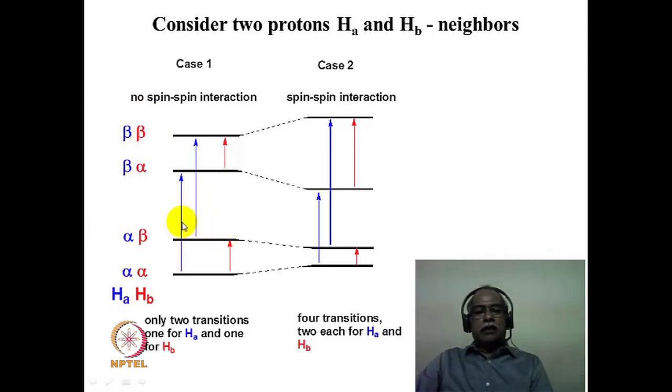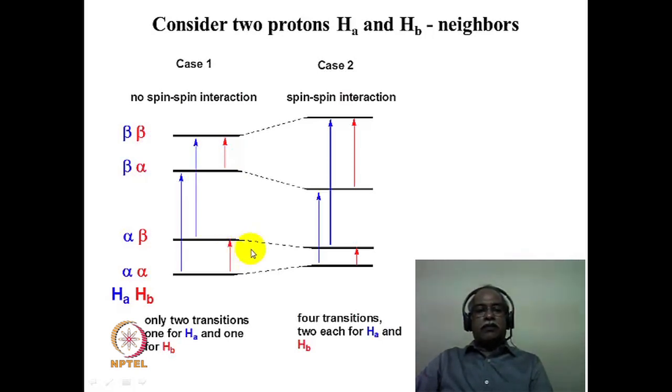In other words, this will have the same frequency in terms of the transition, so that will appear as one signal. Similarly, for the red hydrogen also, it goes from the alpha to beta state when the blue hydrogen is in the alpha state or when the blue hydrogen is in the beta state. These 2 states are also isoenergetic in nature, so you will just see one signal for the H alpha and one signal for the H beta.